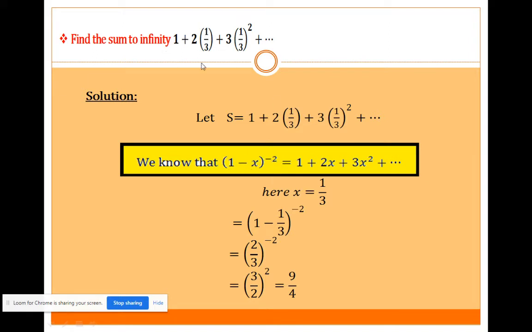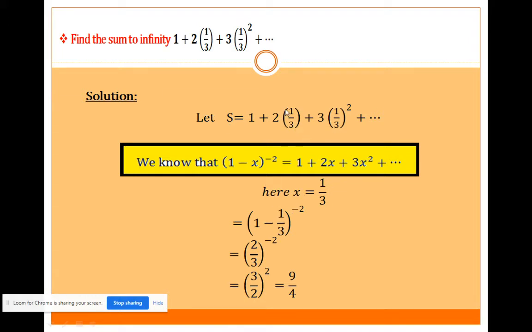In the summation of the series, the first step is to take S equal to the given series. Finally we are going to find the value of S, because this is a summation of series. The total summation is represented by this capital S. So finally we have to find the value of S. So S is equal to this one.